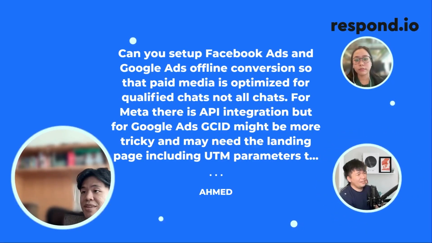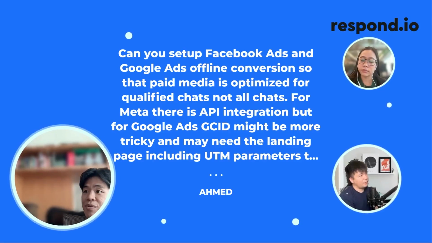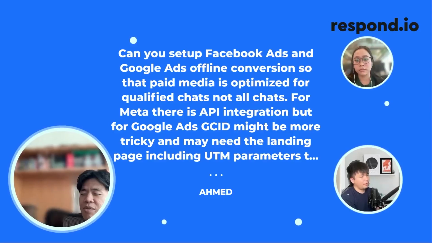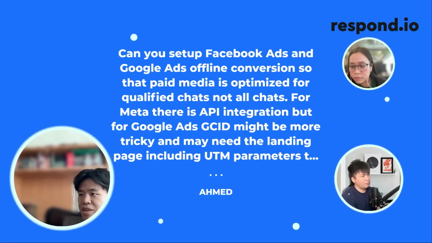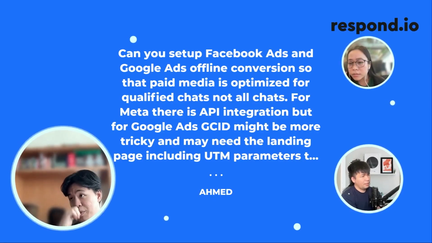Next from Ahmed. Can you set up Facebook ads and Google ads offline conversion so that paid media is optimized for qualified chats, not all chats? For Meta, there is an API integration, but for Google, the G-Click ID might be more tricky and may need the landing page, including UTM parameters, to be passed. Is this possible?